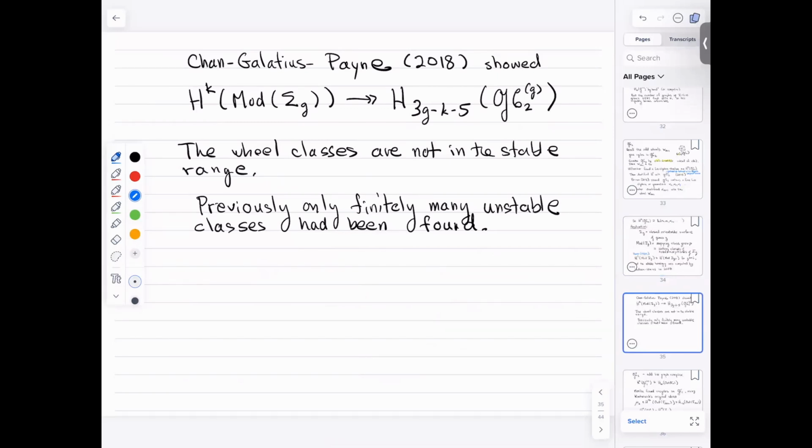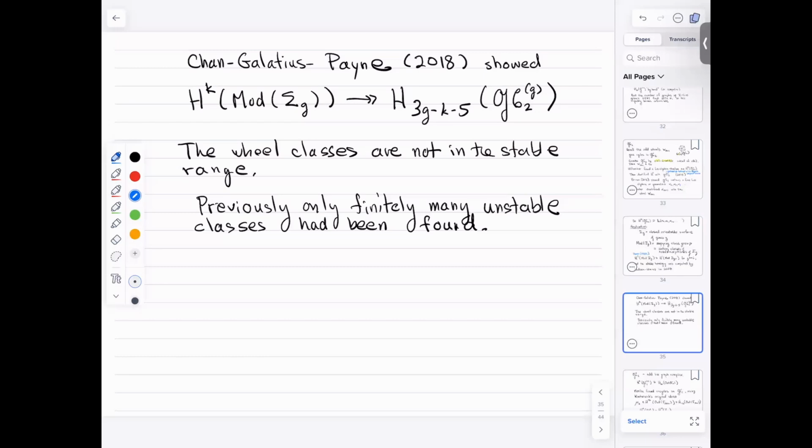But nobody knows very much about the unstable cohomology of these mapping class groups. Previously, only finitely many unstable classes have been found. But these wheel classes, right.